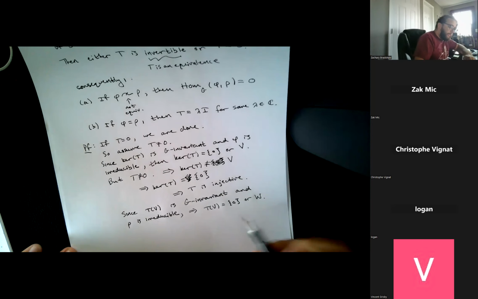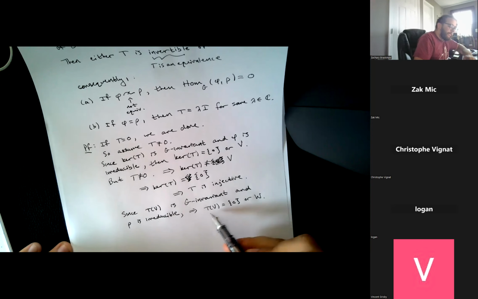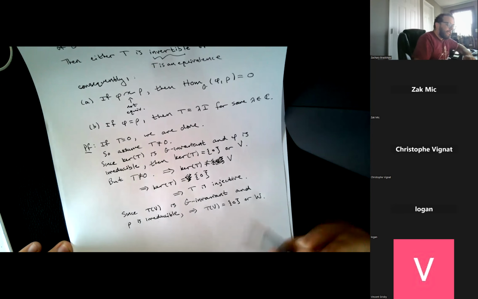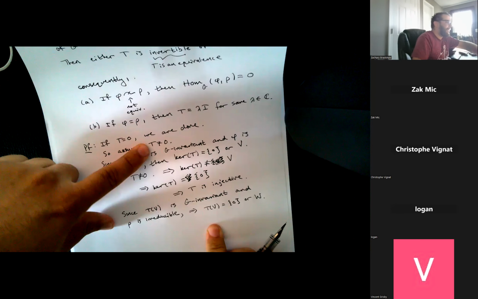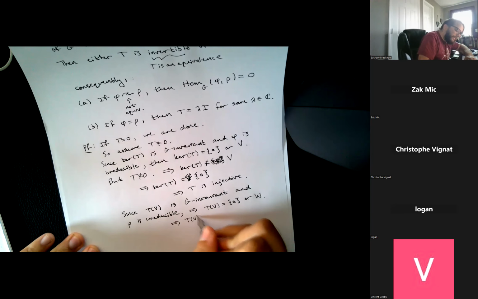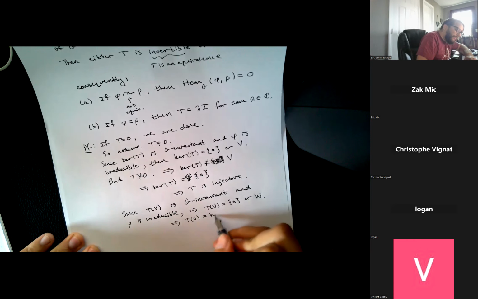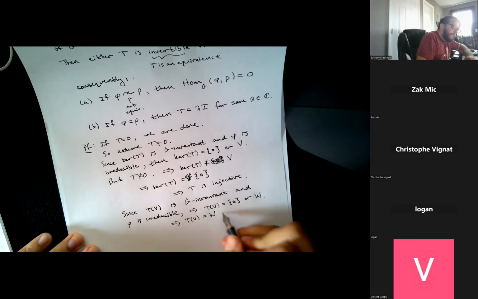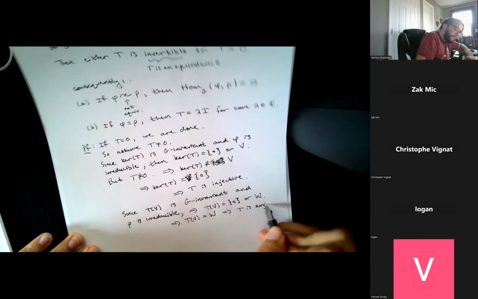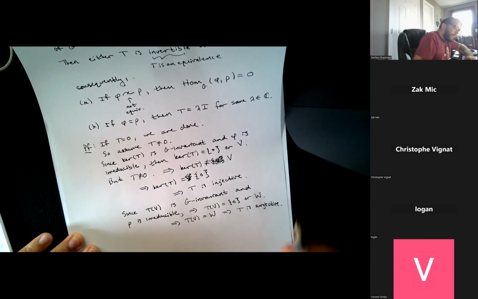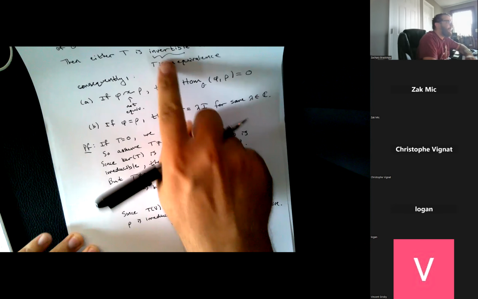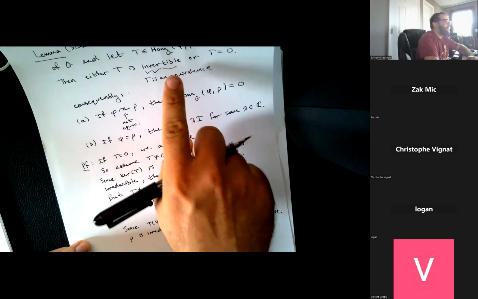Okay, so if the image of T is 0, well, that just means that T is 0. So that can't be the case because we're assuming T is not 0. And so that implies that T of V is equal to all of W, and so T is surjective. We have injectivity, we have surjectivity, that implies invertibility, and so the first statement has been proven.